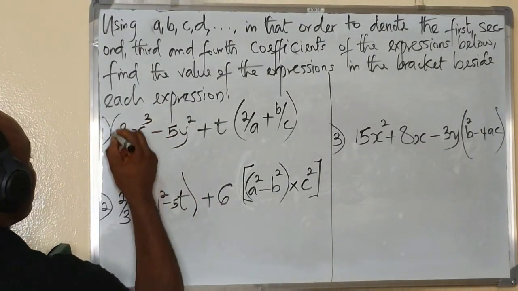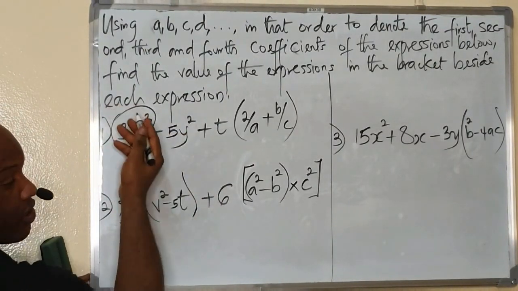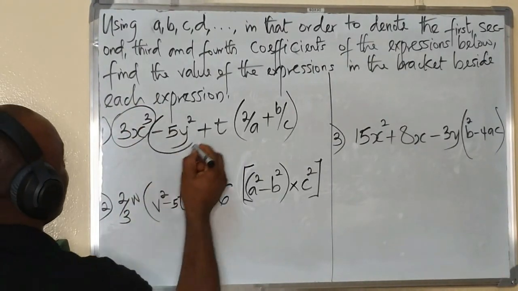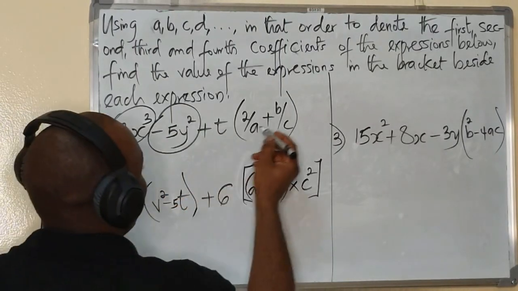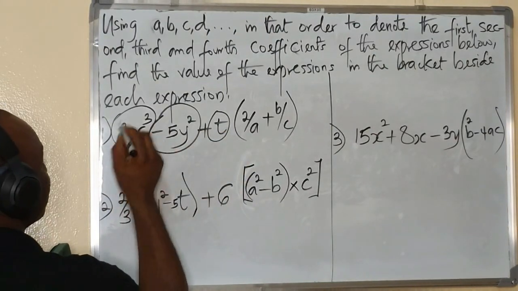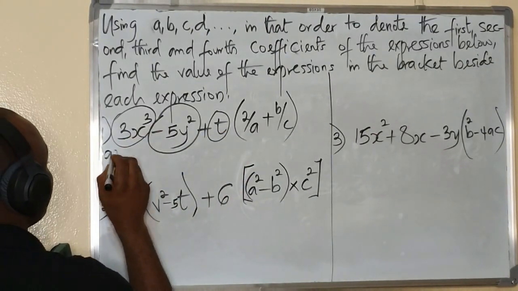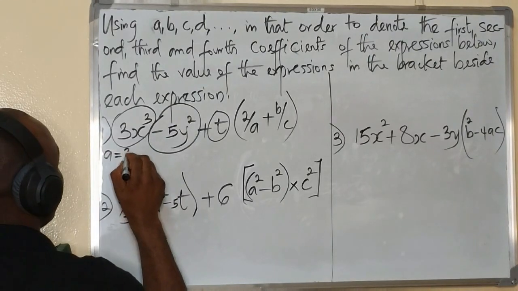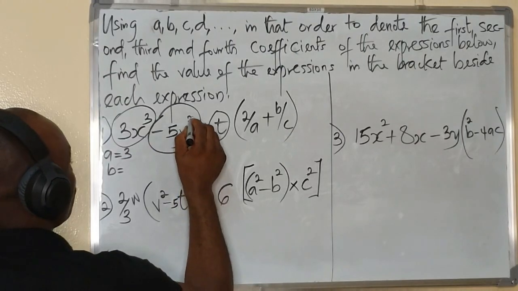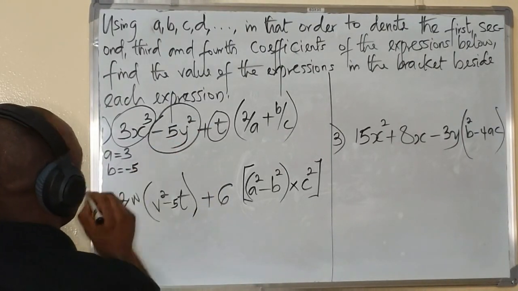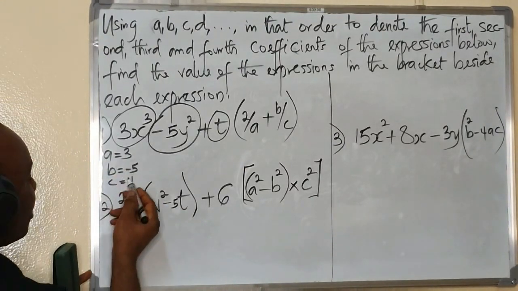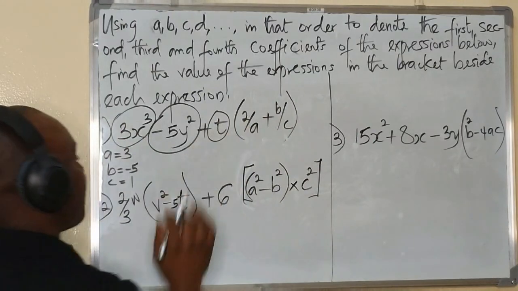3x squared. We have term 3x cubed, term negative 5y squared, and then term t. Therefore, our very first term has coefficient of 3, which is represented by A. The second one, which is represented by B, that is for y squared, is negative 5. And the coefficient of t, which is C, is 1. Using this information, let us simplify what we have here.